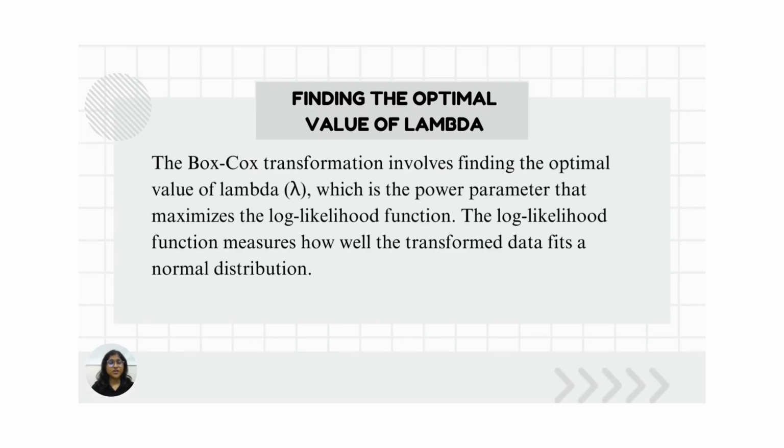The Box-Cox transformation involves finding the optimal value of lambda, which is the power parameter that maximizes the log likelihood function. The log likelihood function measures how well the transformed data fits a normal distribution.